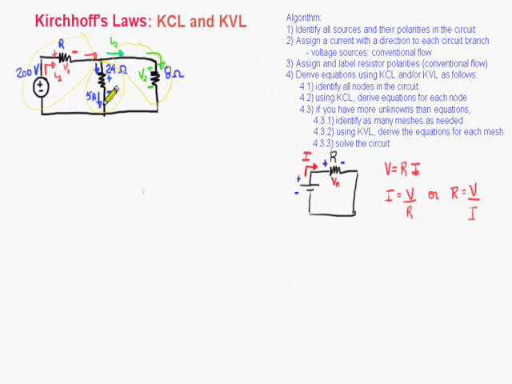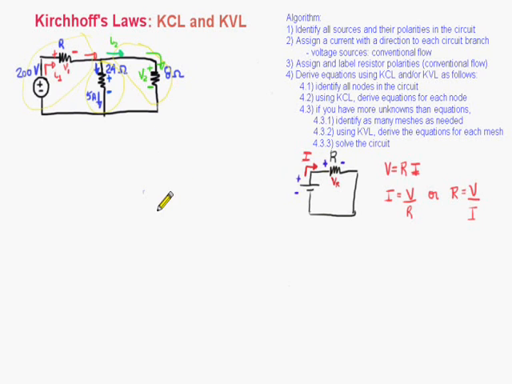Let's see number 4. Number 4 says derive equations using KCL or KVL as follows. So let's do step 4.1: identify all nodes in the circuit. We already talked about that pretty much, but let's go back to it. Again, if you have any doubt about the definitions of node, mesh, loop, or branch, please watch Kirchhoff's laws part 1, video 1.